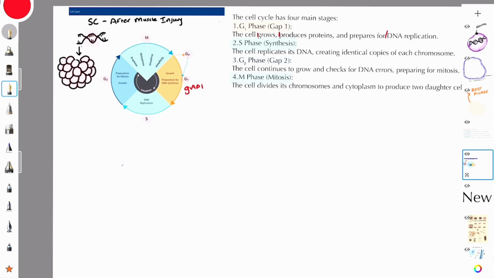And I call this the hungry phase, because the satellite cells are very, very hungry during this phase. They have to take in a lot of nutrients, all right? And they have to take in a lot of nutrients because they are going to become active, and they're going to need to grow so that they can separate, all right?